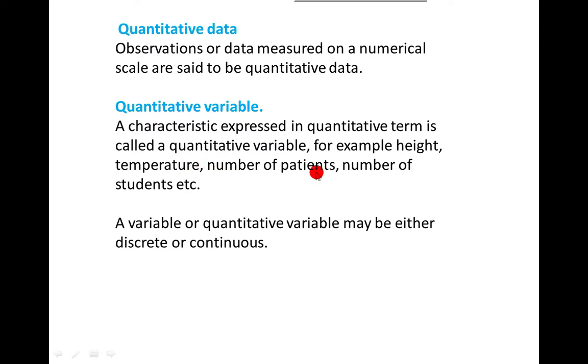Number of patients may be 4, 5, 10, 12, etc. So this 4, 5, 10, 11, 12, etc. is the data, numerical value. Number of patients is a variable. Same as this, number of students is a variable. If you collect the number of students, 5, 10, 15, 16, 18, the collected data is called the quantitative data, and this term, number of students, is a variable.